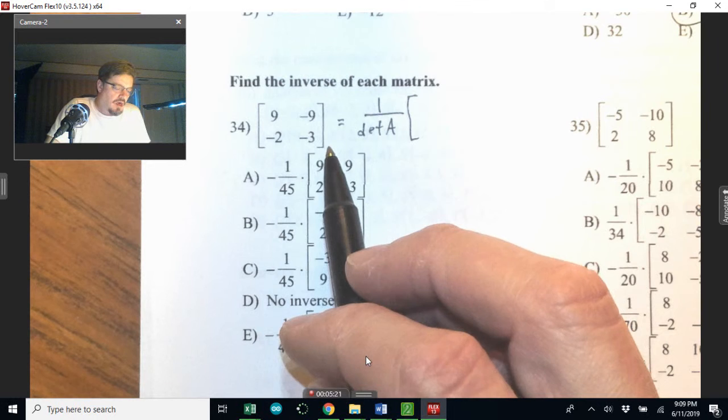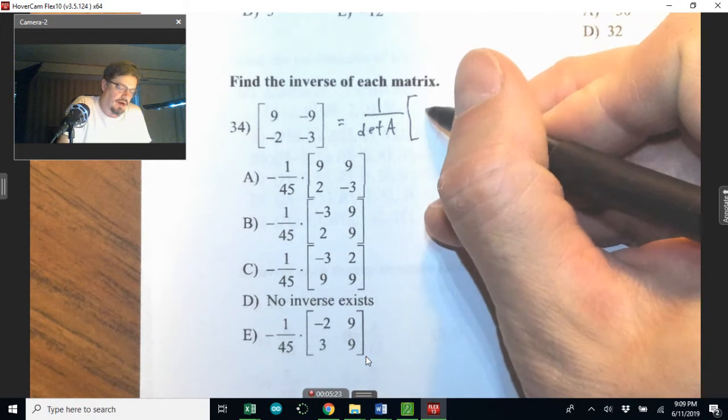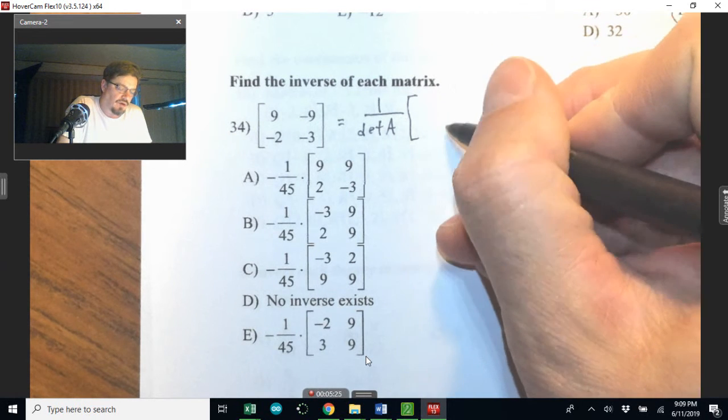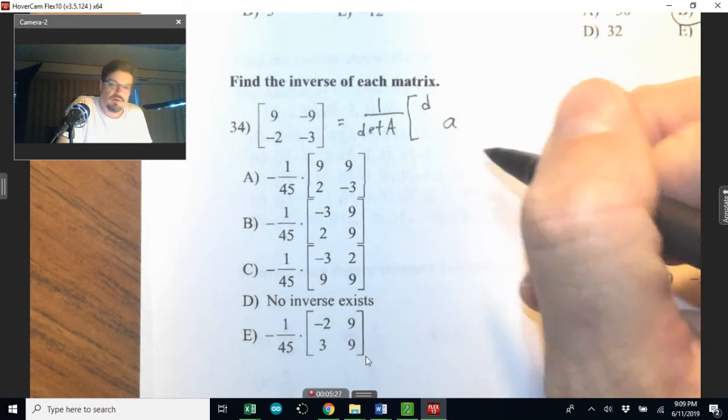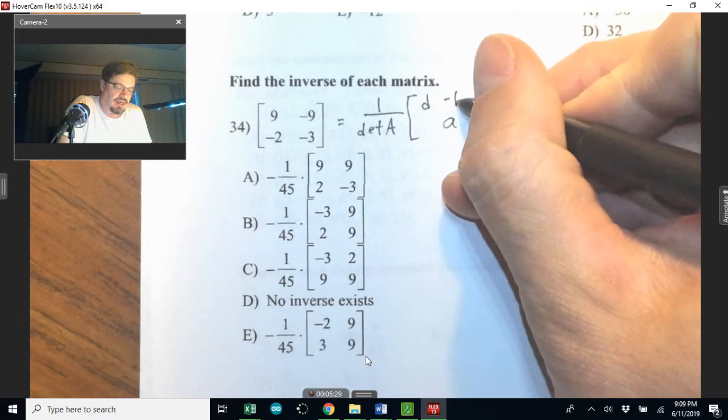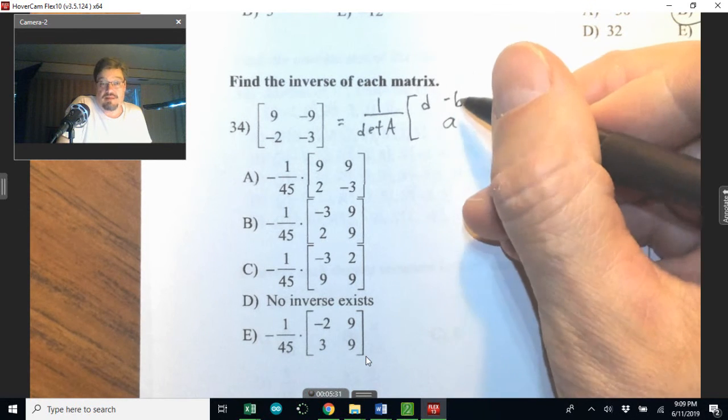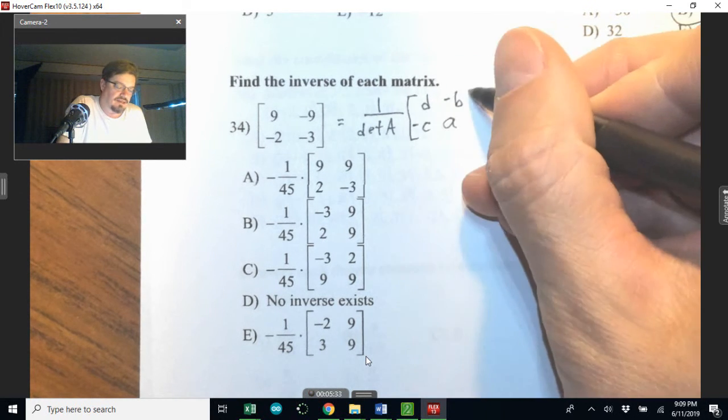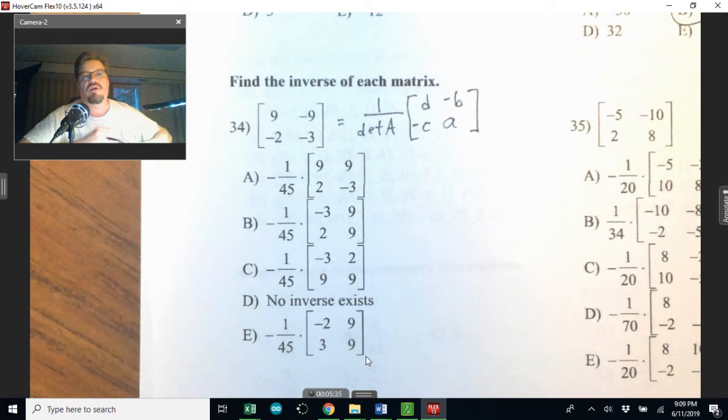Now I'm just going to write down the formula. You put the D here and the A. Those two swap, but then the B gets its opposite sign, and then the C gets its opposite sign. Why? Because you are trying to undo multiplication. And undoing matrix multiplication going forward is weird enough, so going backward it's even stranger.